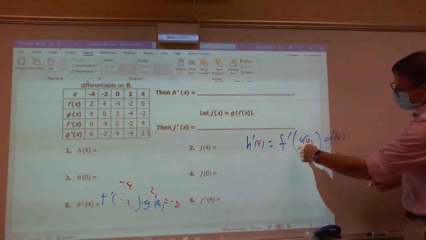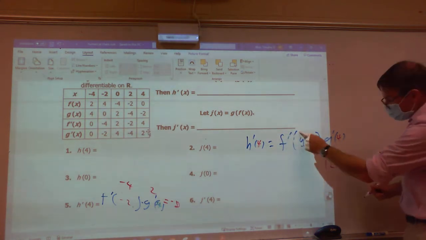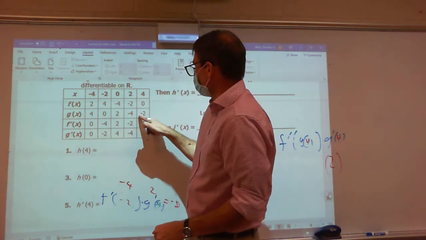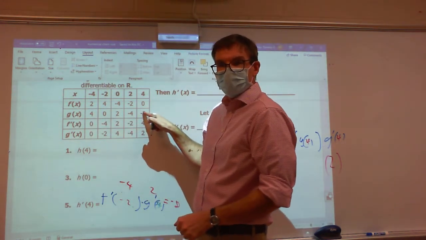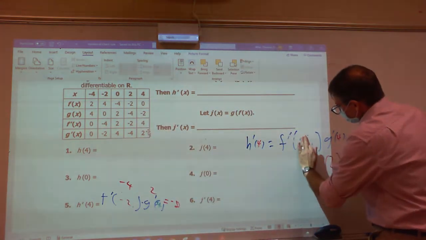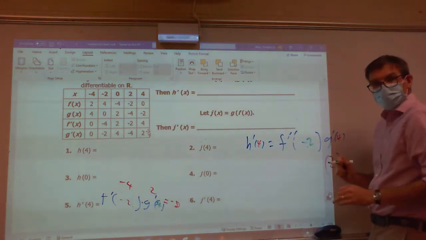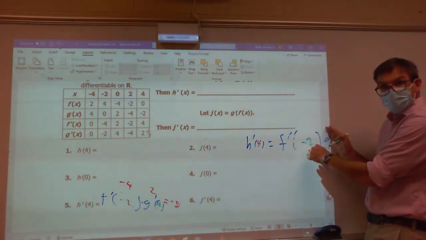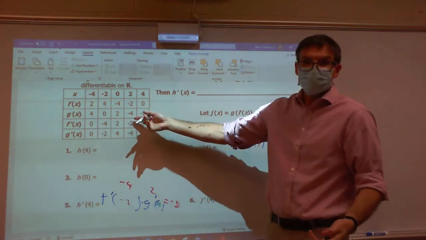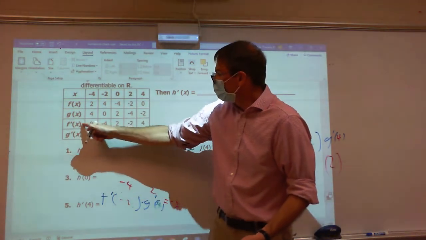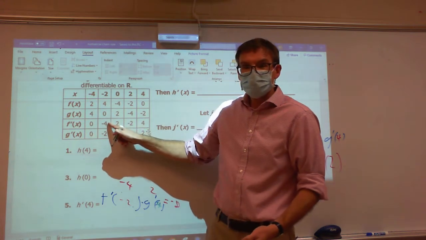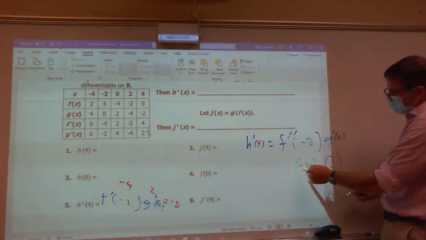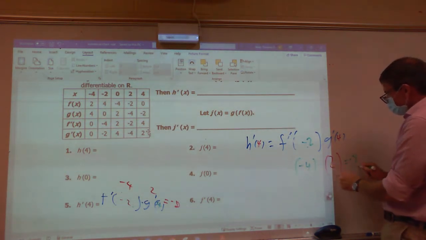Now, this is f prime of g of 4, so I need to compute what g of 4 is. And so g of 4 is negative 2. Are we okay with that part? So that means this is a negative 2. Now I have to compute what f prime of negative 2 is. And so here's f prime of negative 2, which is negative 4. And so this becomes a negative 4. And so I have negative 4 times 2, which gives me a negative 8, and that's how I got the answer.